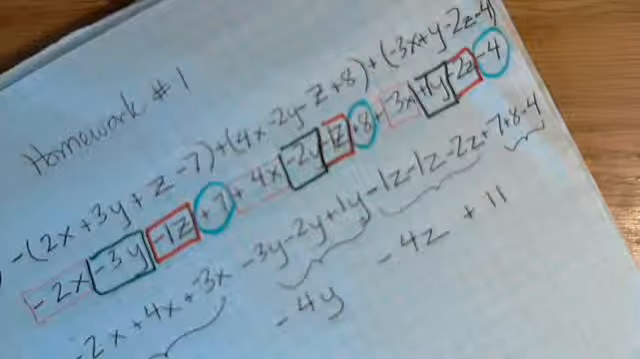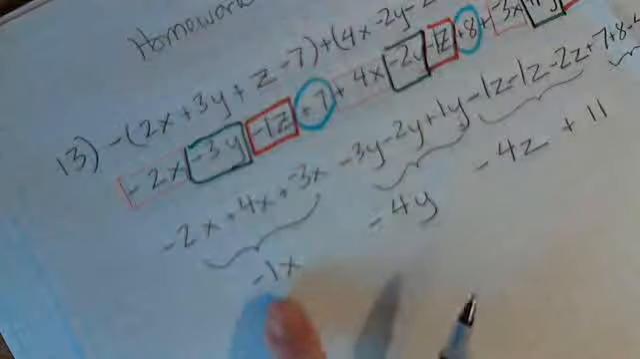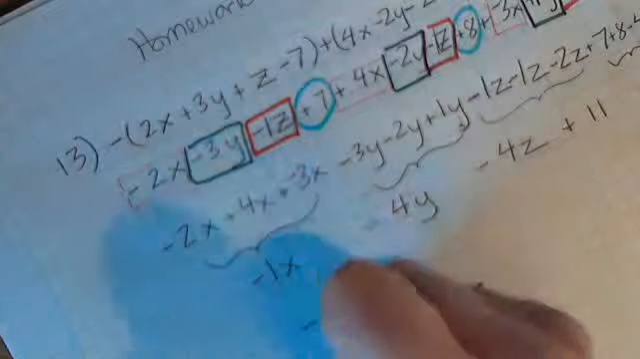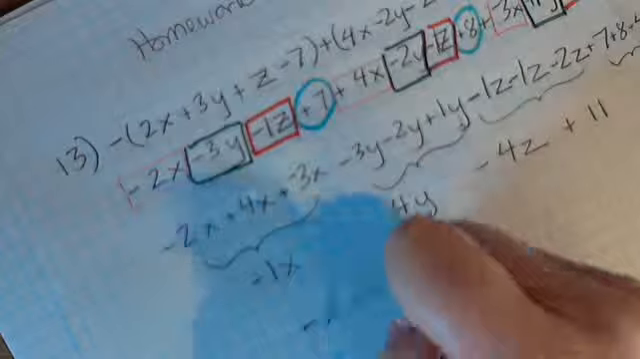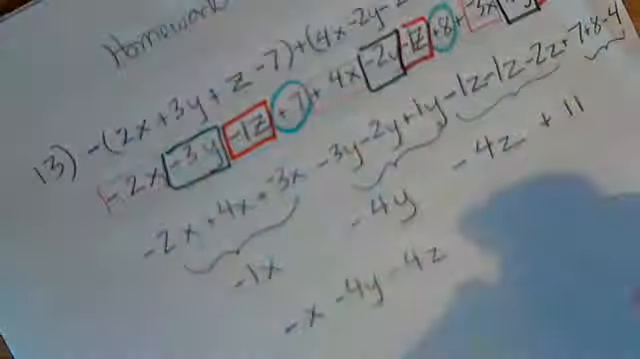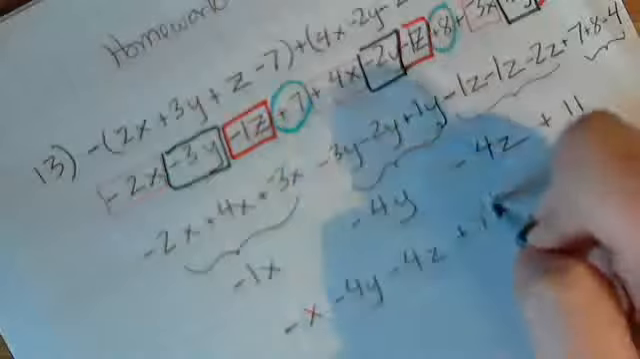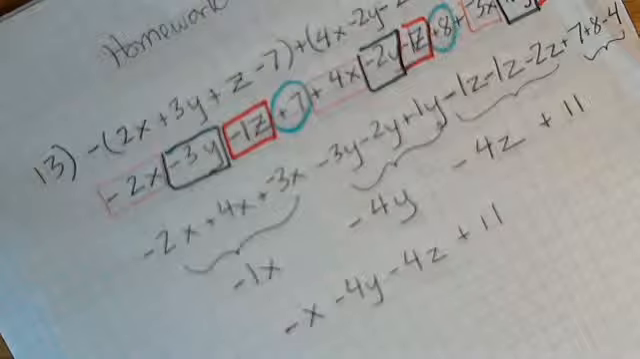And I'm almost done here. Last step, mathematicians are lazy. If they don't need extra symbols or numbers, they remove them. So we don't need the 1 in front of the x, we just understand it's there. Subtract 4y, subtract 4z, and plus positive 11. And that was the answer to number 13.